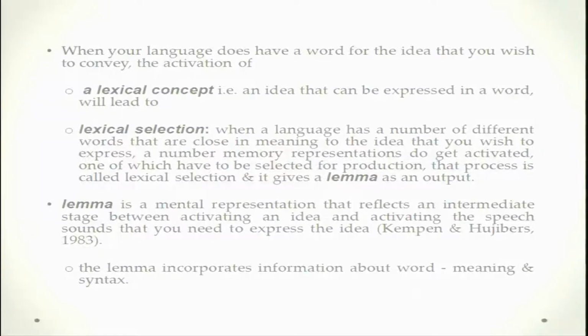You're seeing an exquisite scene, and from that scene to actually describing that in words, poetry, and different kinds of forms, this interface is called lexicalization. Okay, so remember it is a very important aspect. Lexicalization involves a few things I'll talk about. First is, if your language has a word for the idea that you wish to express, the first thing you will do is activate lexical concepts. You will activate an idea that is expressible in a word.